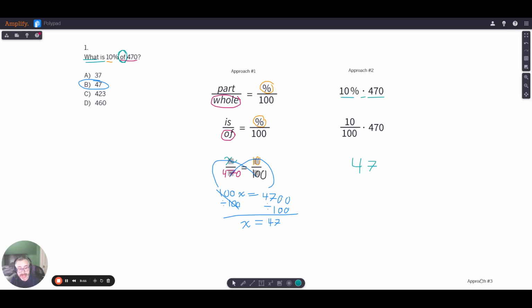The last approach that we might think of is a bit of a shortcut. We might have memorized this fun fact that 10% of any number can be found by just moving the decimal point one position to the left. So if I've got 470 and then decimal point, which was invisible in the question, I can just move the decimal point one position over. Now I've got 47 decimal point 0, 47 and 0 tenths, or just 47. So whichever approach you take, you should get the answer of B, 47.